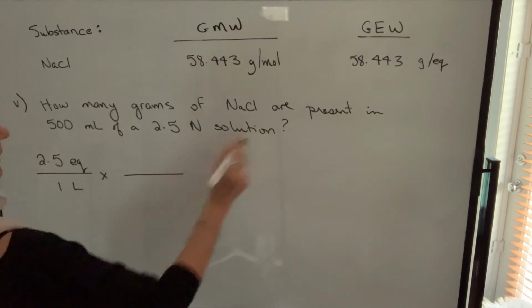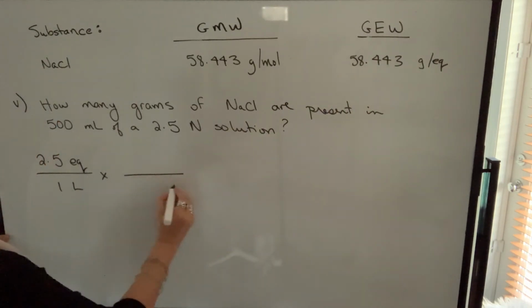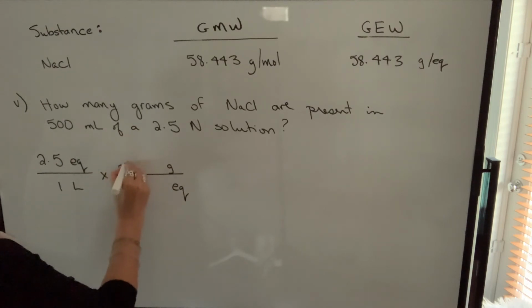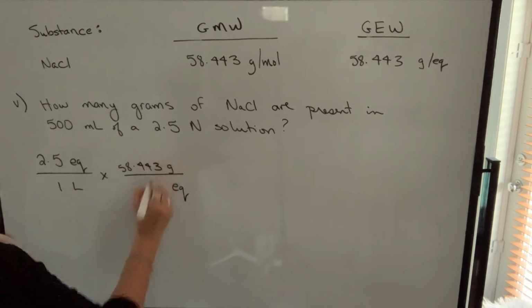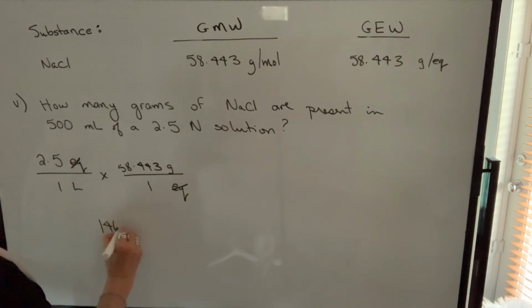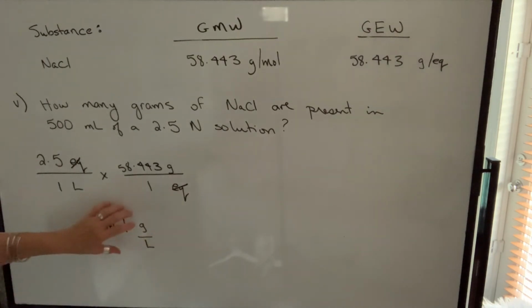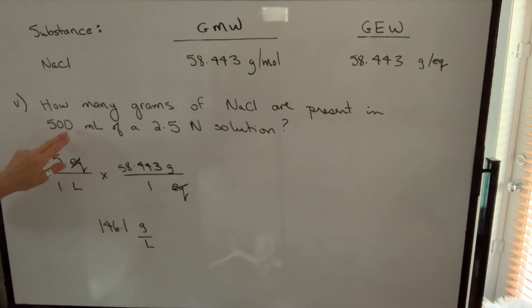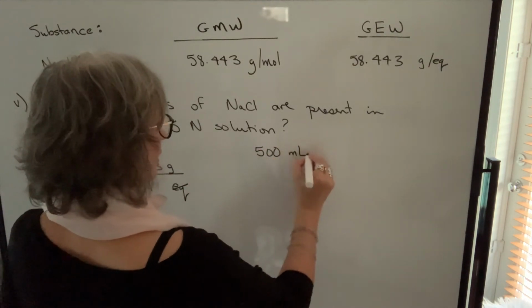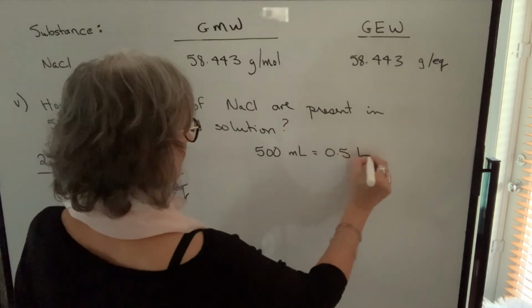So in order to do that, we need to use this value, and we're getting rid of equivalents, replacing with grams. 58.443 grams per 1 equivalent. We'll get 146.1 grams per liter. That's our concentration using grams per liter. Now we can figure out how many grams we need in 500 milliliters. Let's change 500 milliliters to liters. We're going to divide by 1,000, so it's 0.5 liters.